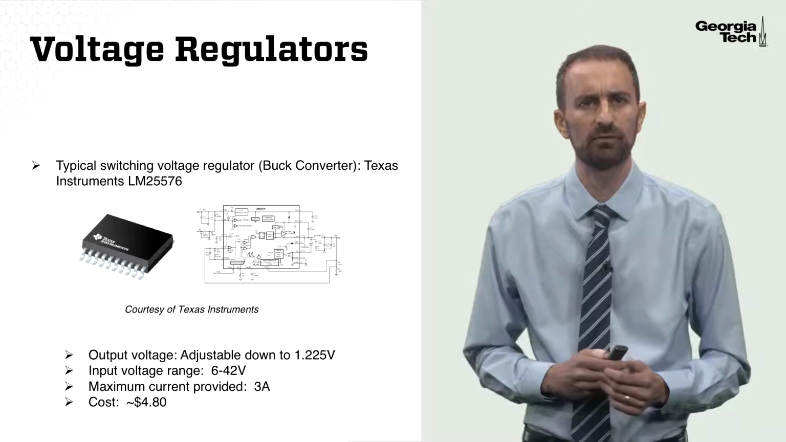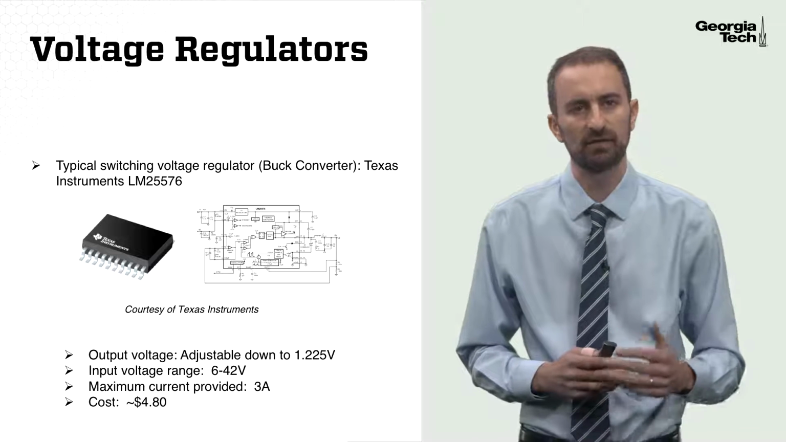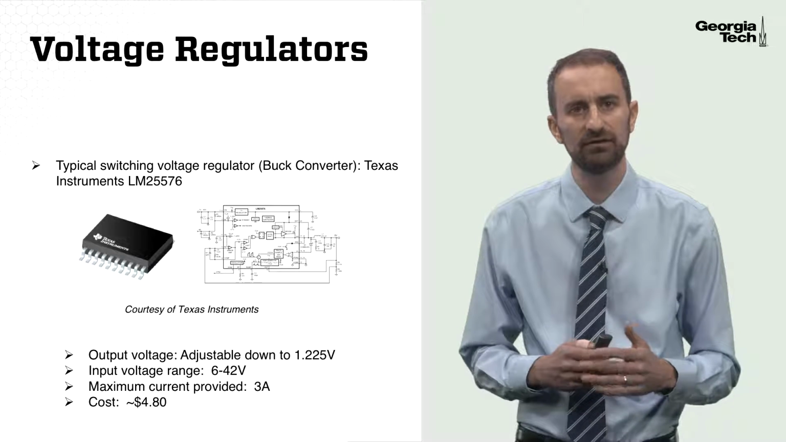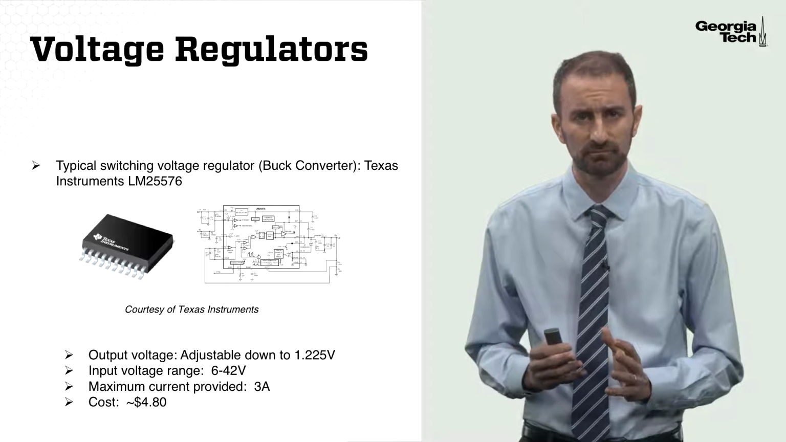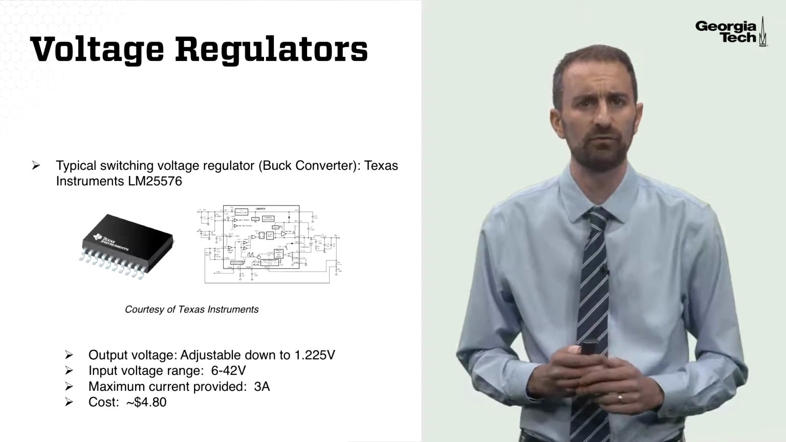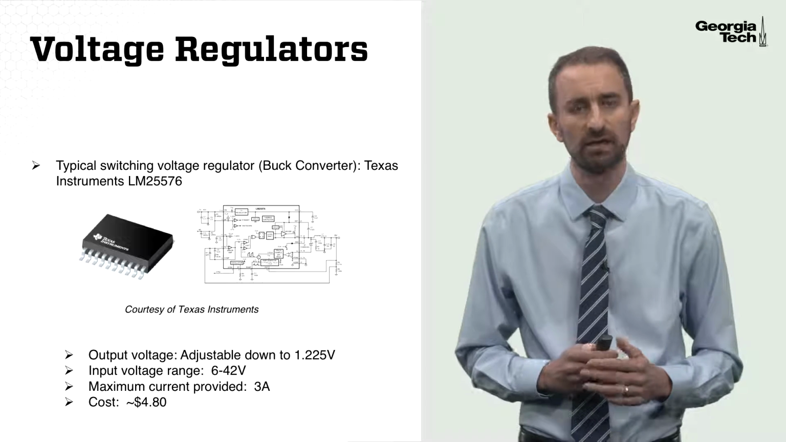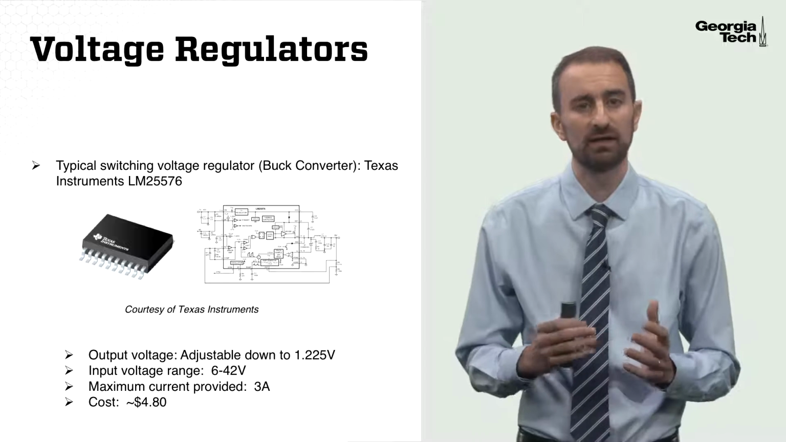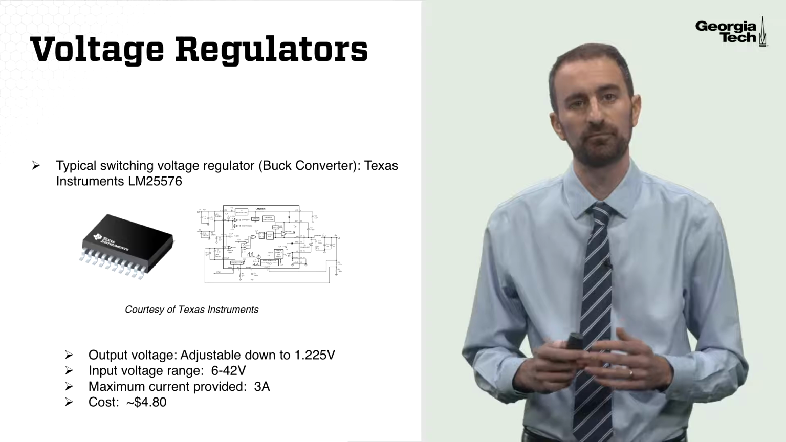Here's an example switching regulator, also called a buck converter, that's made by Texas Instruments. And here again, we have an output voltage that's actually adjustable all the way down to about 1.2 volts for a wide input voltage range between 6 and 42 volts. And now we can pass even more current through this device, up to 3 amps.